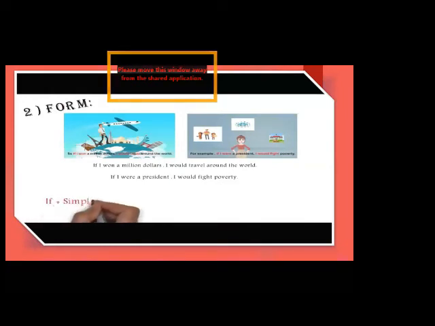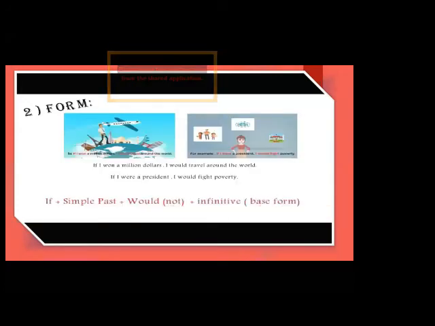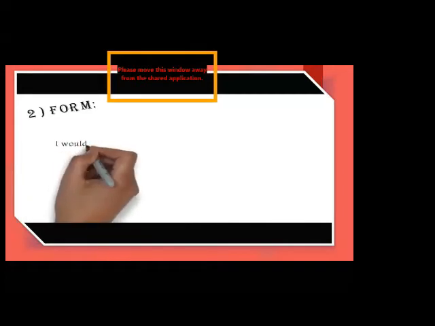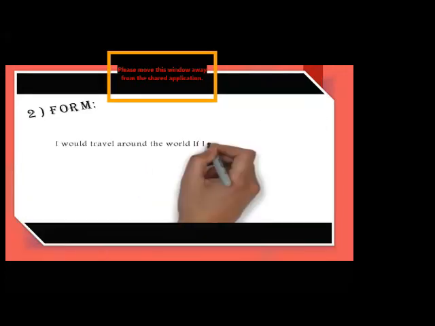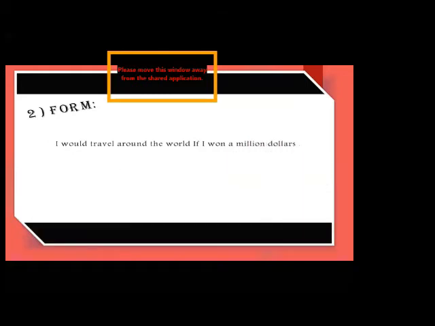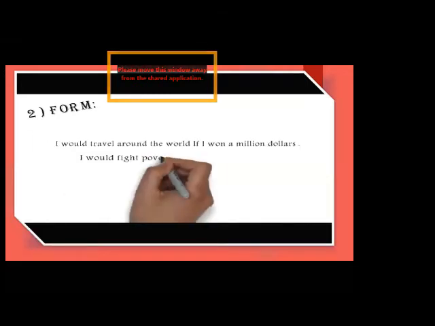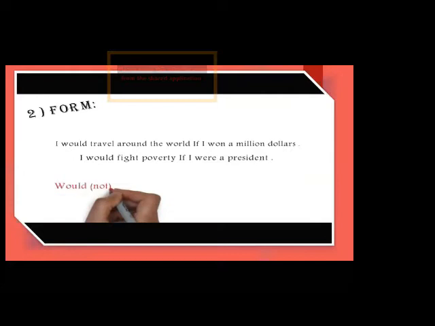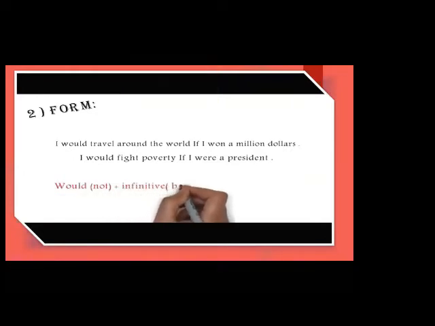To form conditional type 2, we use if plus simple past plus would or wouldn't plus infinitive base form. By the way, we can change the order of the sentences. I would travel around the world if I won $1 million. I would fight poverty if I were a president. In this case, the form will be would or wouldn't plus infinitive plus if plus simple past.